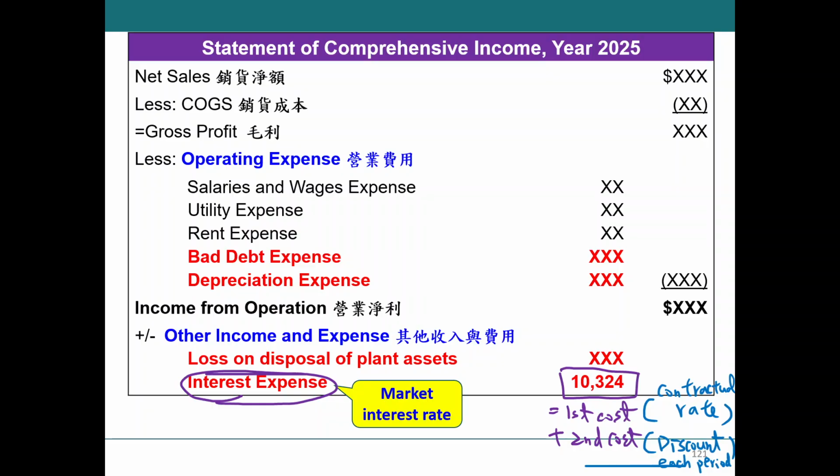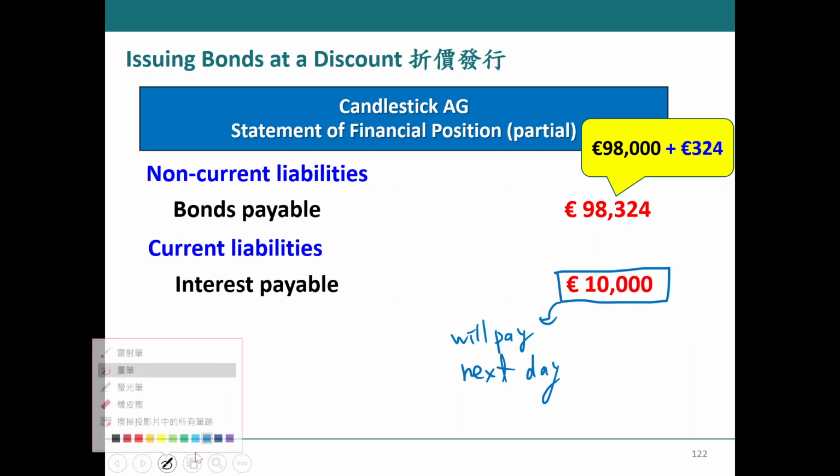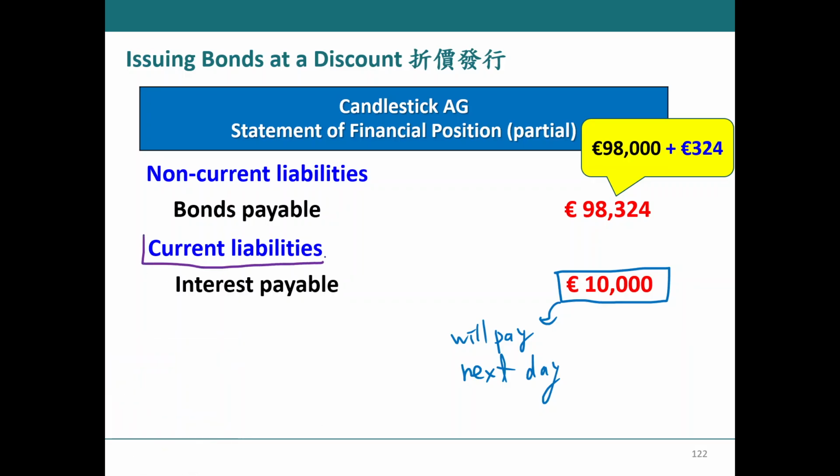Okay? How about balance sheet? Balance sheet, we want to know our liability, right? So based on liabilities, we have two liabilities so far because it's December 31st. We didn't pay interest yet, right? So we have two liabilities. First one, interest payable. So what does it mean? Interest payable is the interest we owed. When we are going to pay? Next day, right? So you will pay next day. So that's why you should put it into current liability.